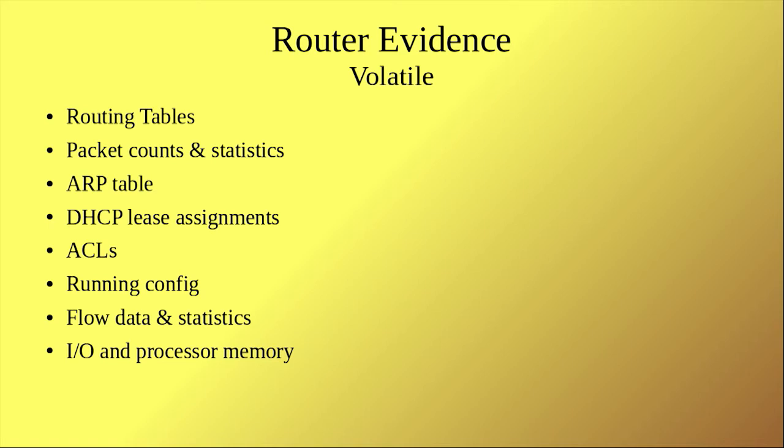Then as usual you can get the ARP table, you can get the DHCP lease assignments, you can get the access control list, you can get the running configuration of the router. Okay. You can get a lot of flow data and statistics. In fact, some coarse and fine grained statistics can be got from the routers, and also the IO and processor memory utilization, because sometimes if some computation is running inside the router, you will see that there is high processor and memory utilization, and you can try to find out what is happening. Okay. So, these are all the volatile evidences.